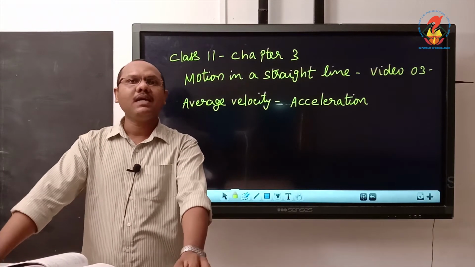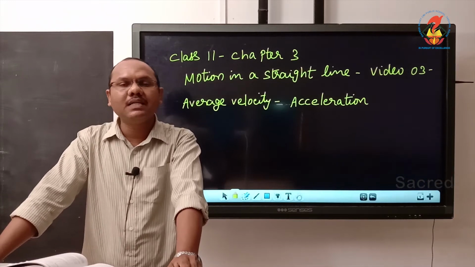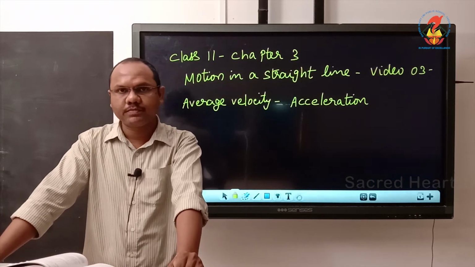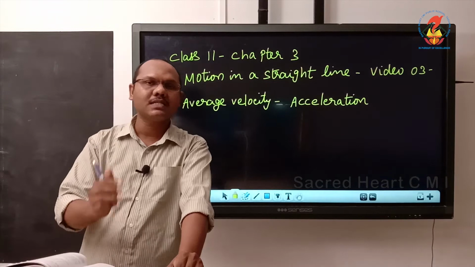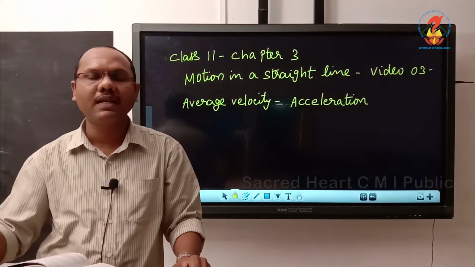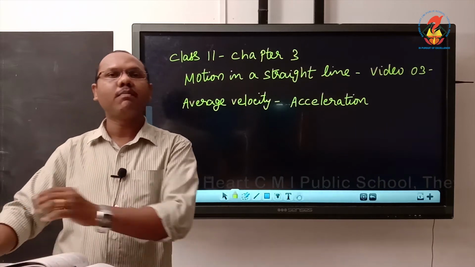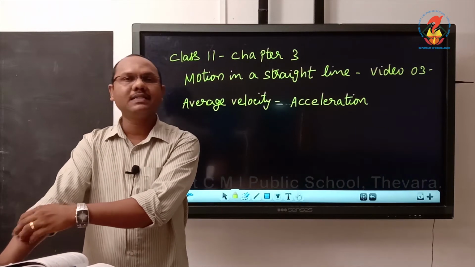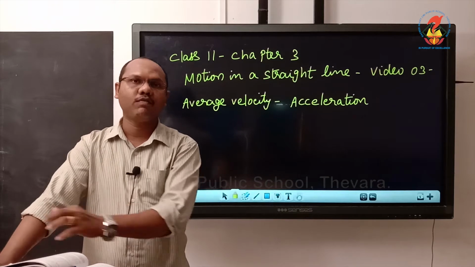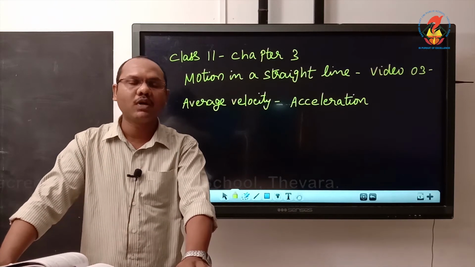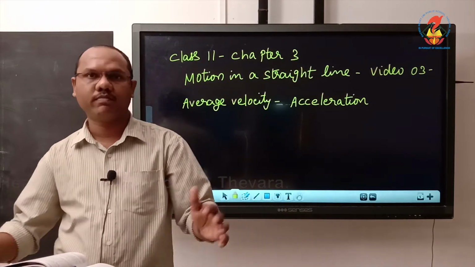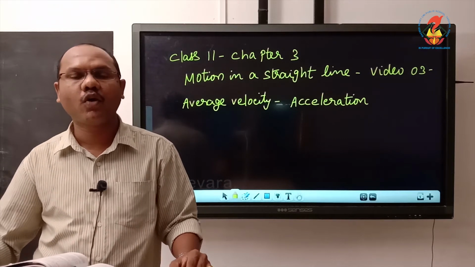Now, when can we say that the body is in uniform motion? If the body covers equal distance in equal intervals of time, we will say that the motion is uniform. But if the body covers unequal distance in equal intervals of time, we will say the body is moving with non-uniform velocity or non-uniform motion.